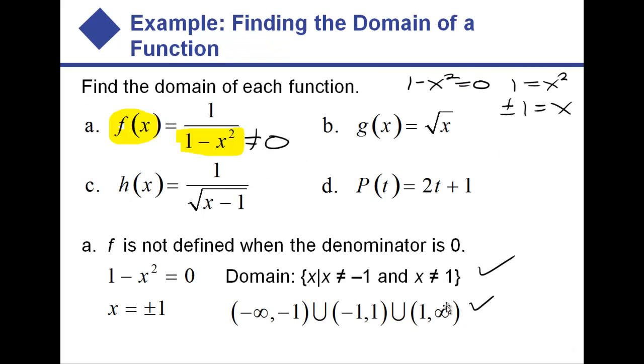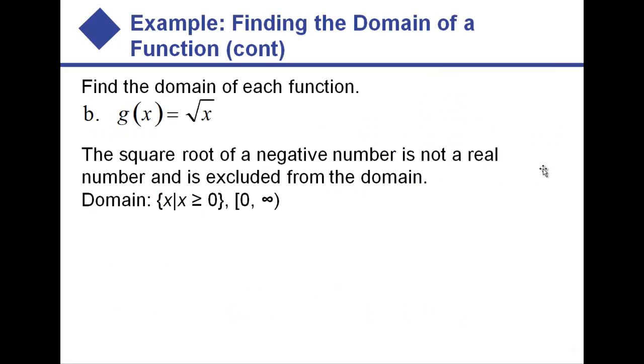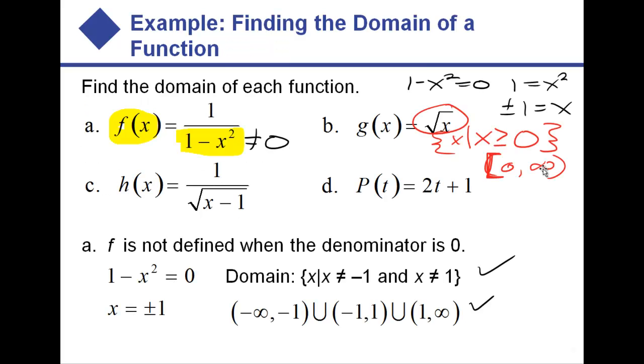The second example, the square root of x, as we said, we can't have negatives in a square root. So that's just going to be all x's such that x is greater than or equal to 0, right? One way of writing it, if we want to write it in interval notation, wouldn't it just be square bracket 0 to infinity? There you have it.